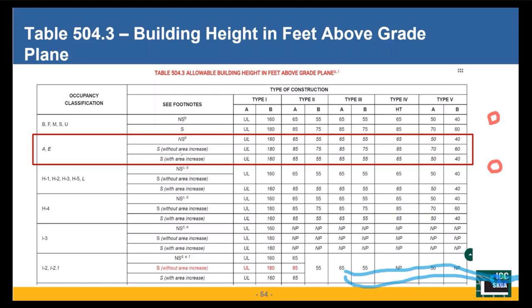You don't see sprinkler without area increase and sprinkler with area increase. One wonders why you don't see that. The reason you don't see that is because occupancies B, F, M, S, and U are not state fire marshal regulated occupancies. So they don't care about these occupancies. So you can double dip with B, F, M, S, and U.